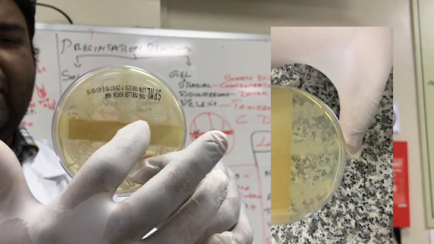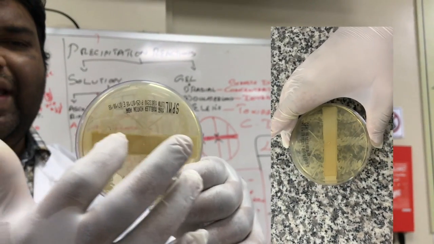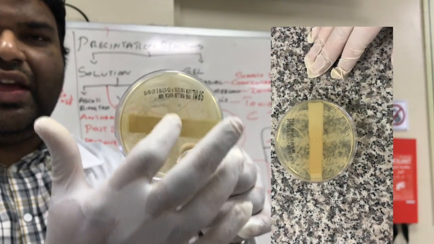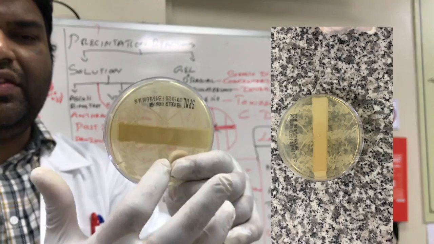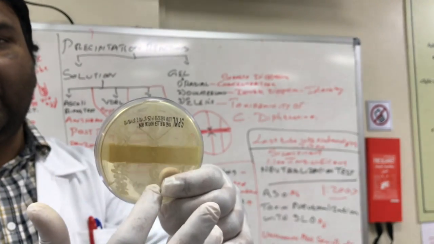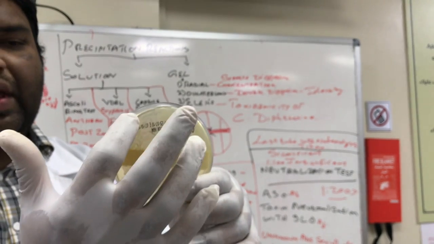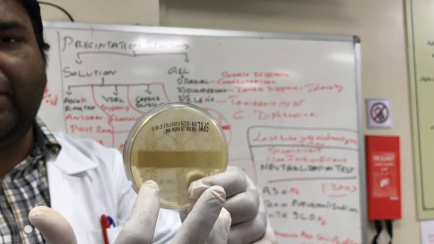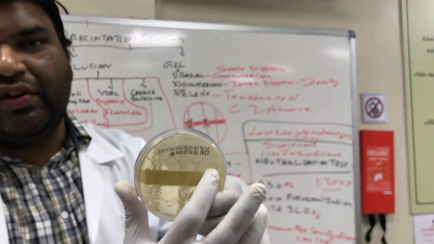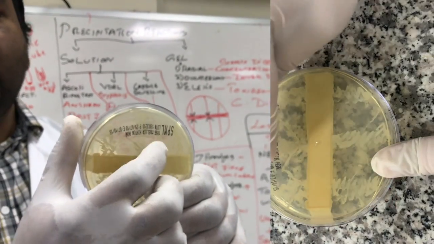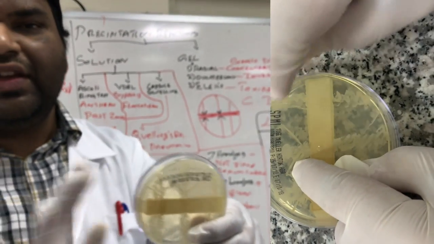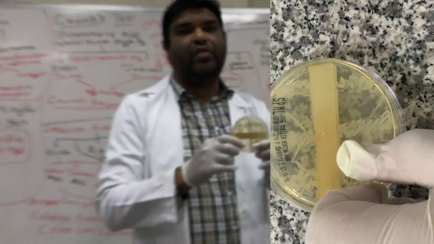The strip you are seeing in the middle is the Elek strip, and the middle part is the Elek test. That is, this test is the unknown Corynebacterium diphtheriae from the patient sample, and this is the known Corynebacterium diphtheriae positive control and the known Corynebacterium diphtheriae negative control. If there is a line in the test, that means it is positive. If there are no lines, it is negative. Please remember and go through this properly.